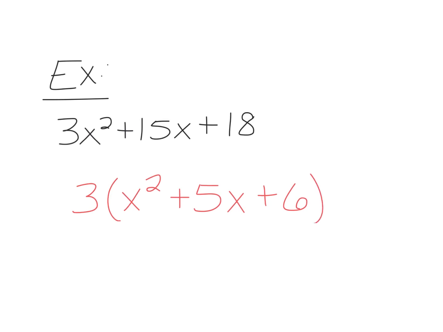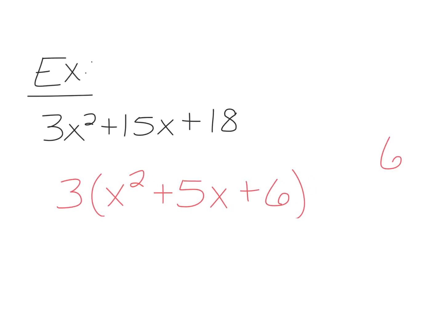Now, what does this look like? Can we factor this? Just like yesterday, right? There's no leading coefficient that we have to worry about. Okay? So we want factors of 6 that add up to 5. What are they? 3 and 2. It is 3 and 2.